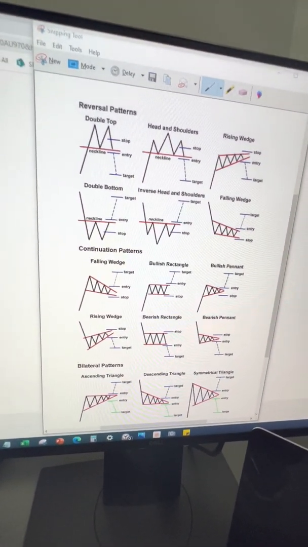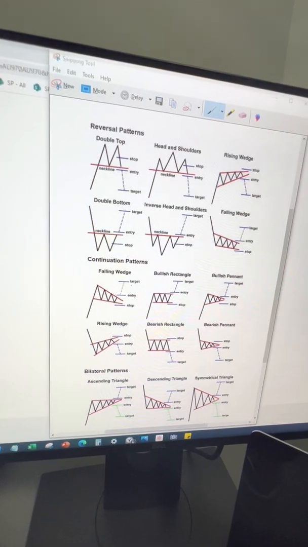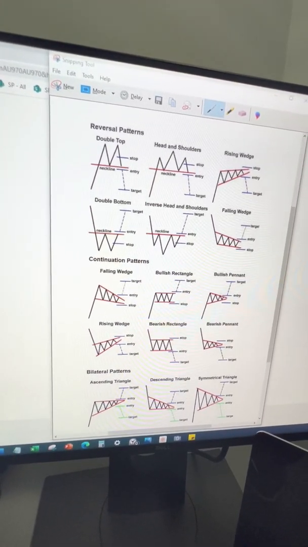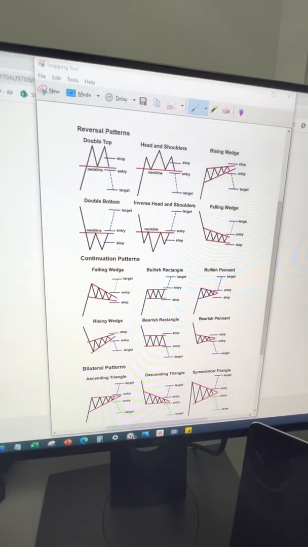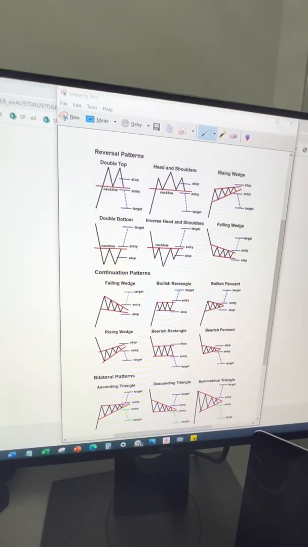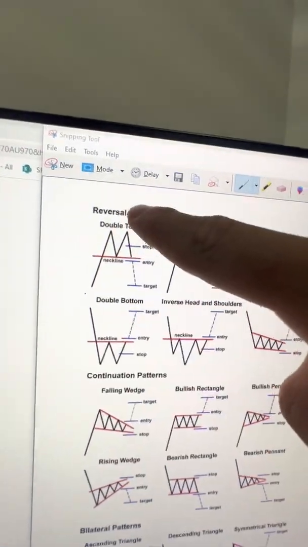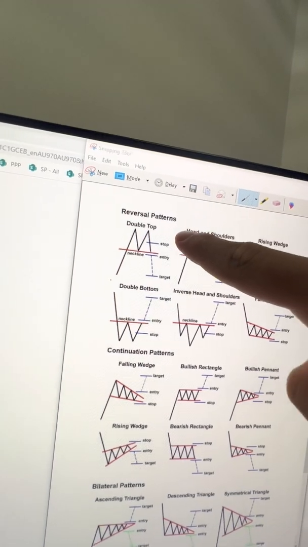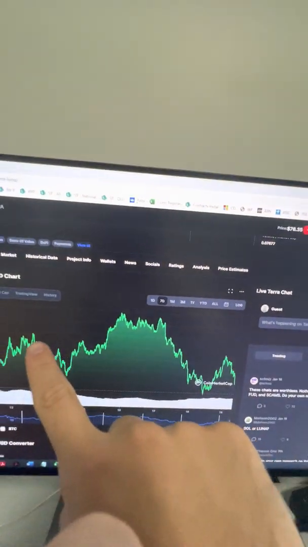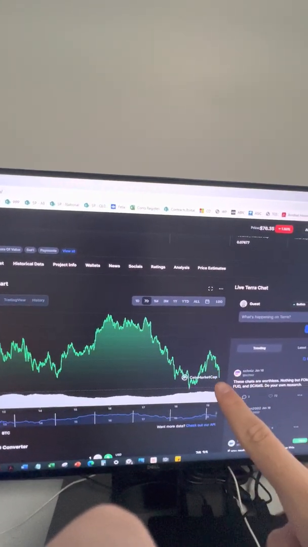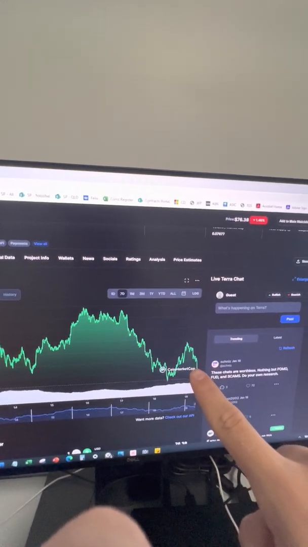So we refer back to our cheat sheet, and we can see obviously the different patterns that we have here, and we can see which pattern suits this the most. Now, I would have a look here at the top left-hand corner, and we can see the double top here. Now, we go back to here, and we can see that it's gone up, down, up, down, up, down. So there's a bit of a pattern going on here.